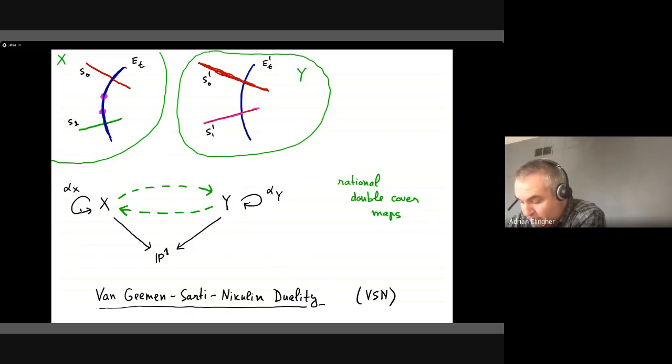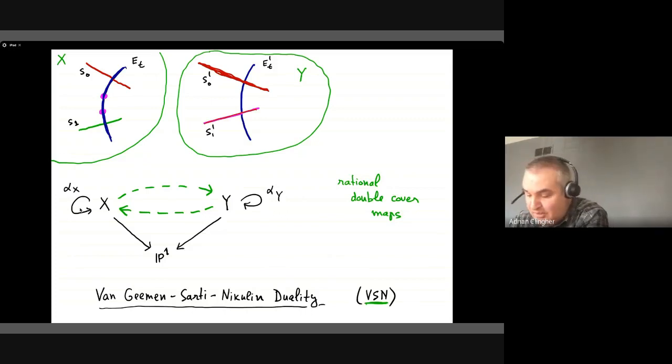So I'm going to refer to this duality here as the Van Geemen-Sarti-Nikulin duality, or VGSN in short. What this does is, every time I have a K3 surface with a Jacobian elliptic fibration with an additional section of order 2, you can play this game and construct a new K3 surface Y that has the same features. It has a Jacobian elliptic fibration on it and a section of order 2.